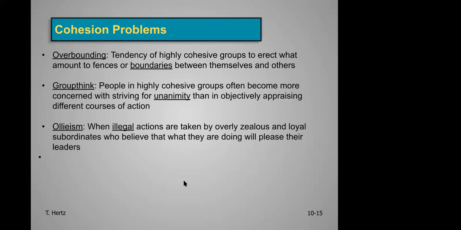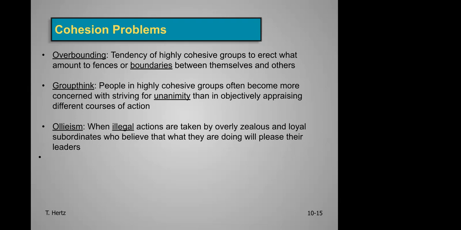So we also need to be careful about problems when teams are too cohesive, things like overbounding. This is when teams that are working really well together start to protect that team and put up fences around it so that other people can't come in. They overbound, they put boundaries between themselves and others. They don't want anybody messing up what's working well. And that can be an extremely bad thing.